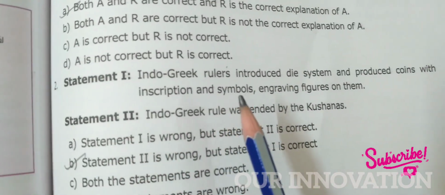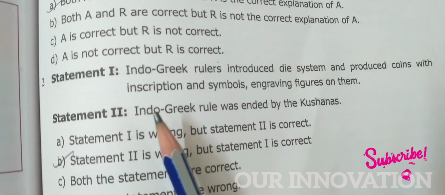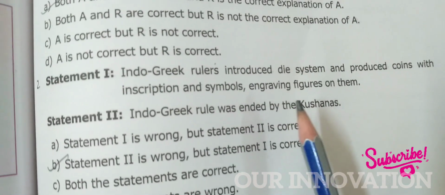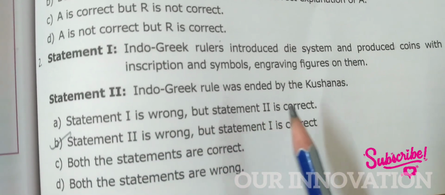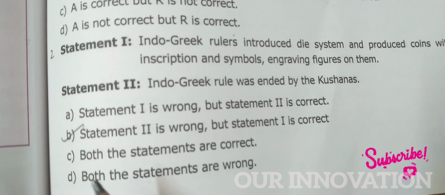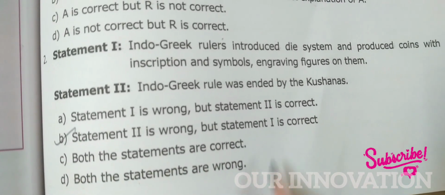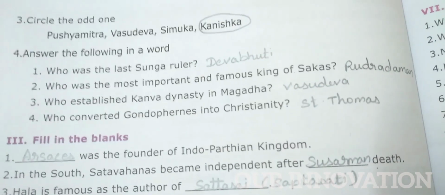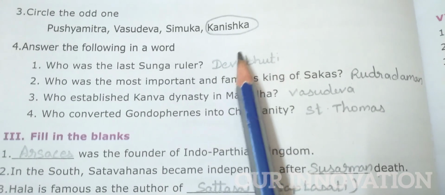Statement 1: Indo-Greek rulers introduced the die system and produced coins with inscriptions and symbols, engraving figures on them. Statement 2: Indo-Greek rule was ended by Kushanas. Statement 2 is wrong, but statement 1 is correct. So, B is the correct answer. Circle the odd one. So, here Kanishka is the odd one.